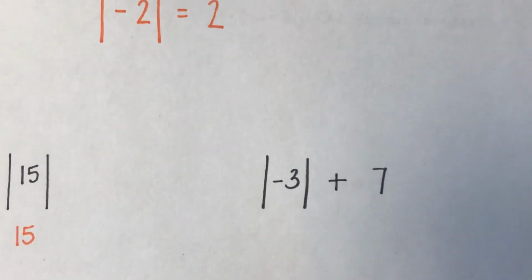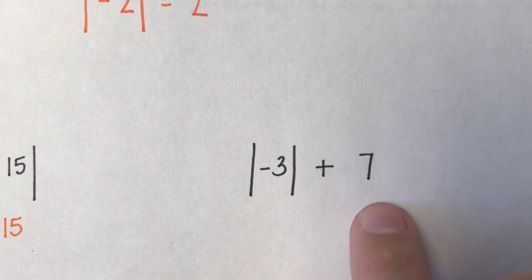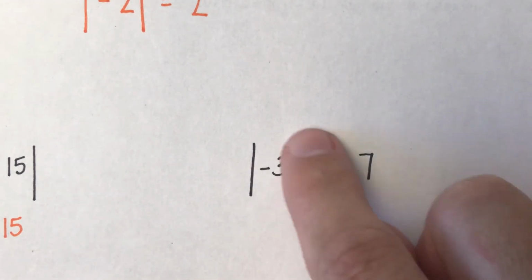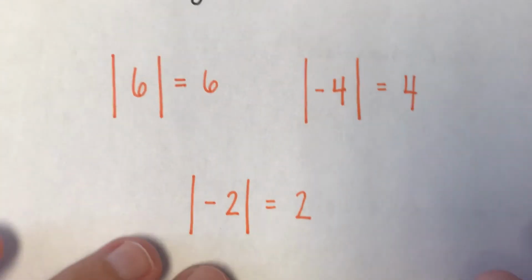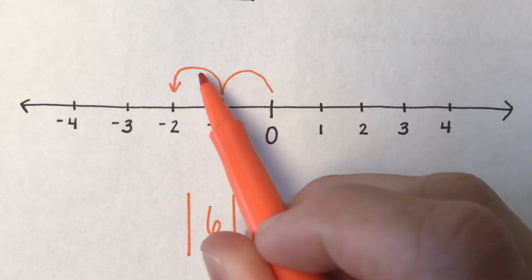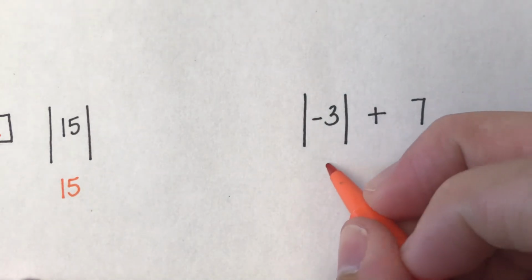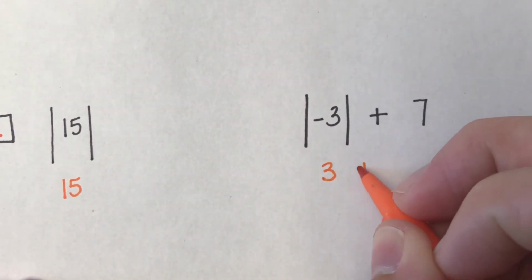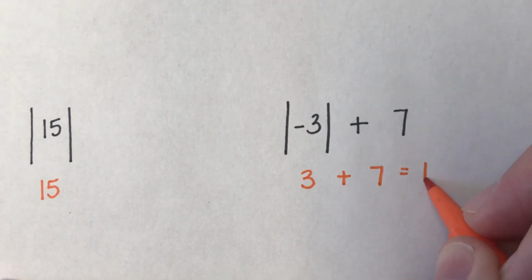Okay, let's look at another example. The absolute value of -3 plus 7. Okay, so let's address this right here since this is my absolute value one. So absolute value of -3. So look at your number line, start at 0. How many jumps do I have to make before I get to -3? 3. So now I have 3 plus 7, and you just have to solve that, and obviously you get 10.